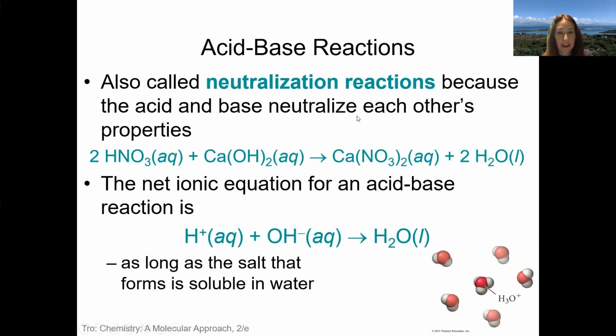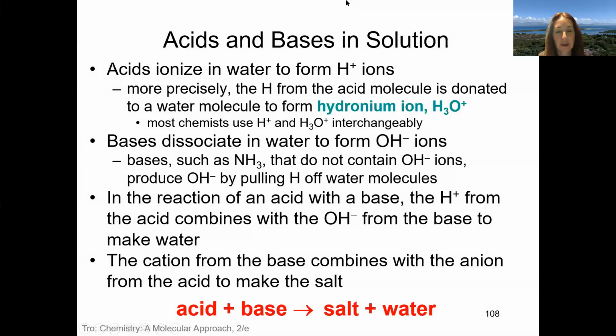And I'll show you how this goes to here in just 1 second. So these are called acid-base reactions. Acid plus a base makes salt and water. Remember, a salt is any ionic compound. We just call NaCl salt because it's table salt, a salt we put on our table. But any ionic compound is actually called a salt. So an acid-base reaction is acid plus a base makes salt and water.